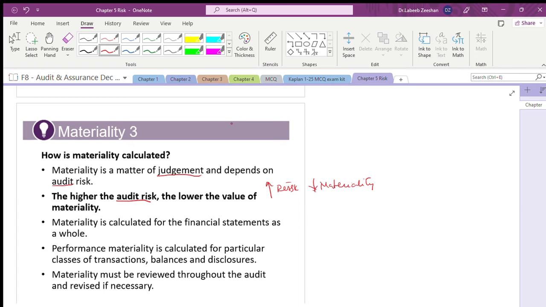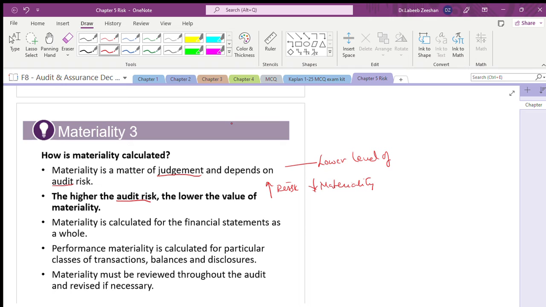What do you have to do? You have to make sure that they have a lower level of acceptable errors. You have to minimize it to the extent possible. Or we should make sure that audit risk is not high. If audit risk is high, definitely what will happen? It doesn't make its reflection.